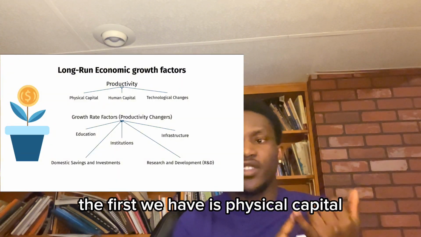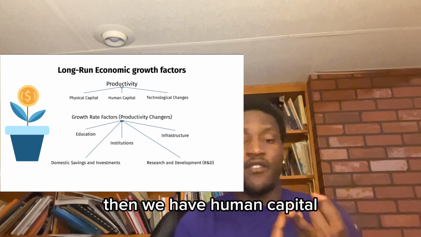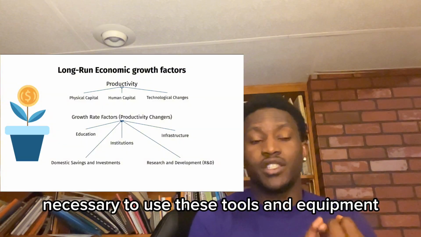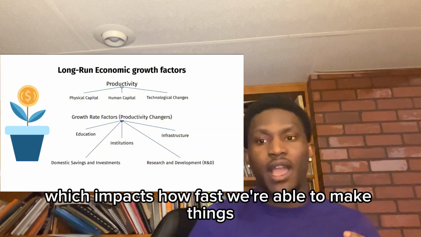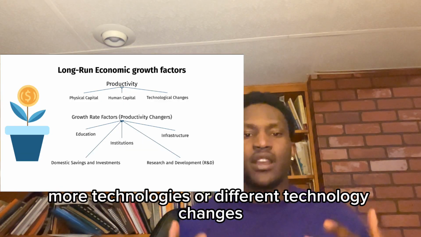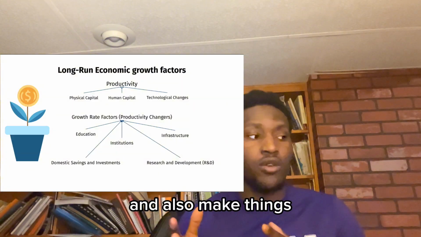The first we have is physical capital, which refers to equipment and tools that we use to make things. Then we have human capital, which refers to the education and knowledge necessary to use these tools and equipment. And then we have technological change, which impacts how fast we're able to make things with our current equipment. More technologies or different technology changes can impact how fast we're able to learn and also make things.